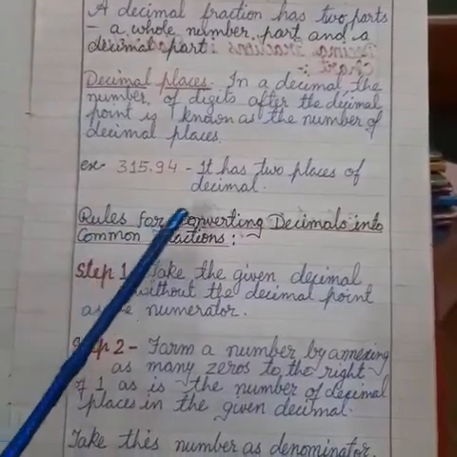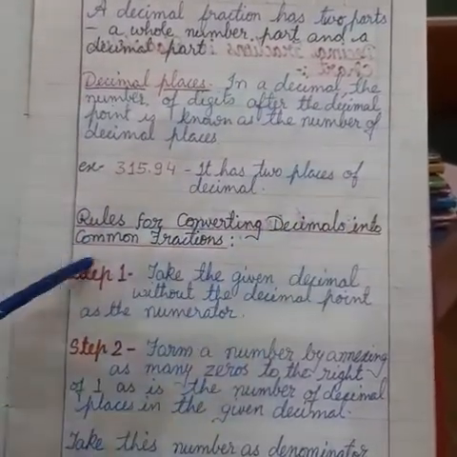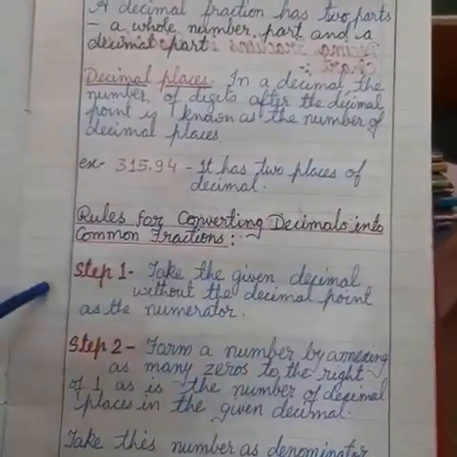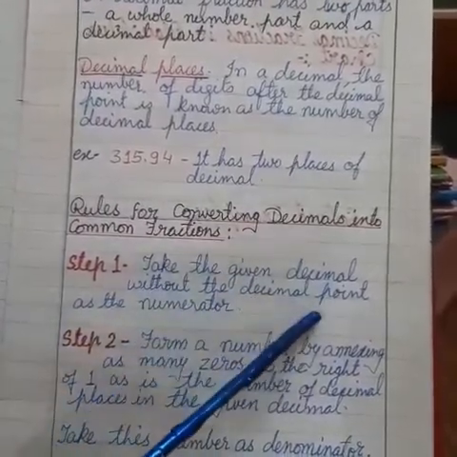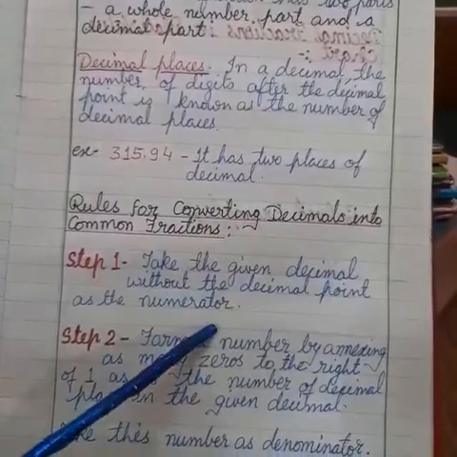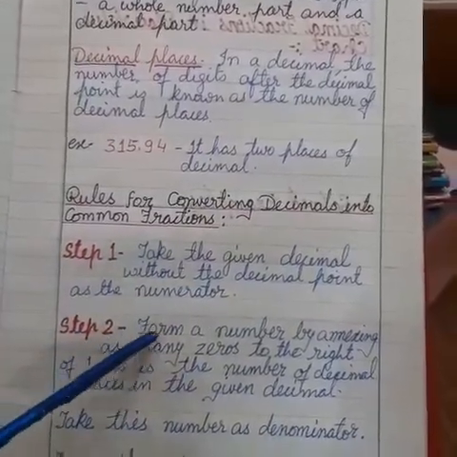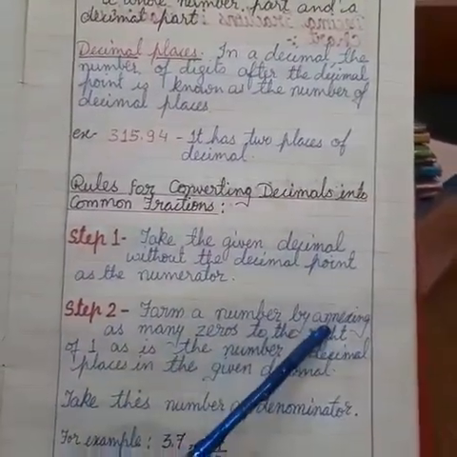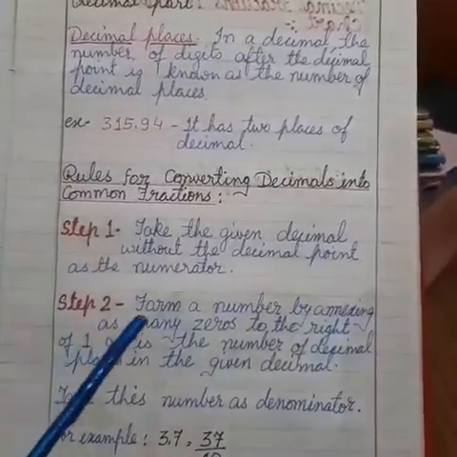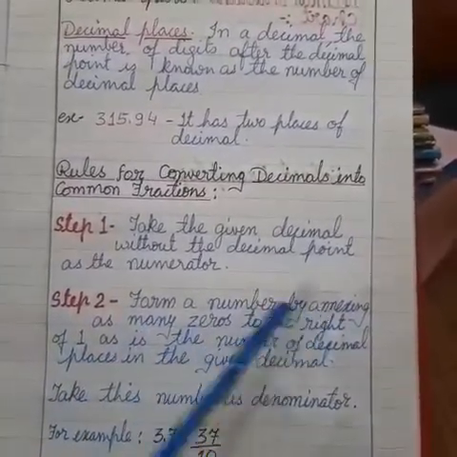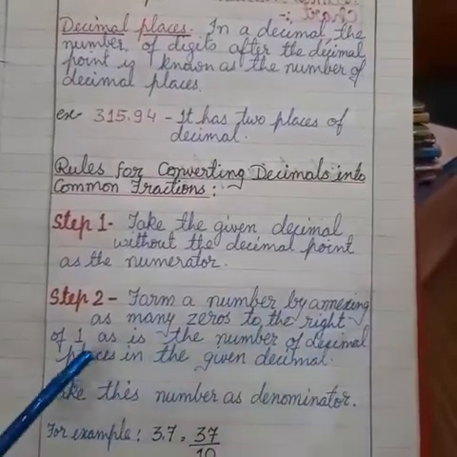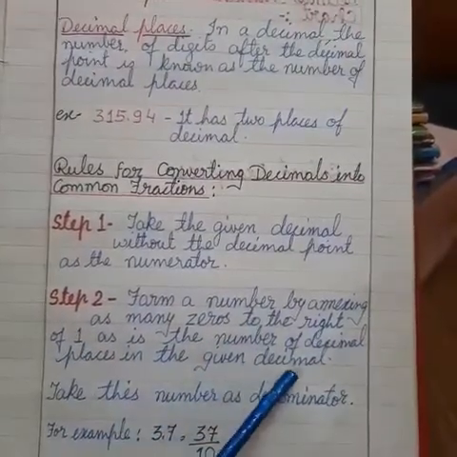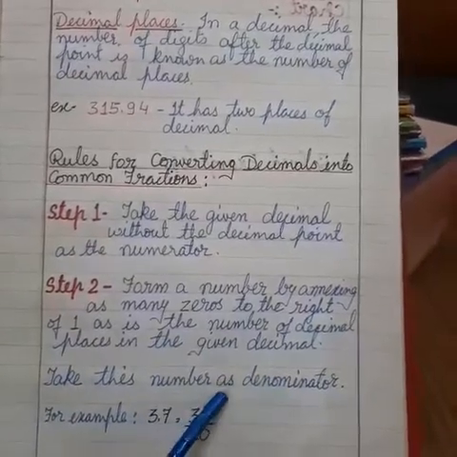So, rules for converting decimals into common fractions. Step number 1. Take the given decimal without the decimal point as the numerator. Step number 2. Form a number by annexing, means adding, as many zeros to the right of 1 as is the number of decimal places in the given decimal. Take this number as denominator.